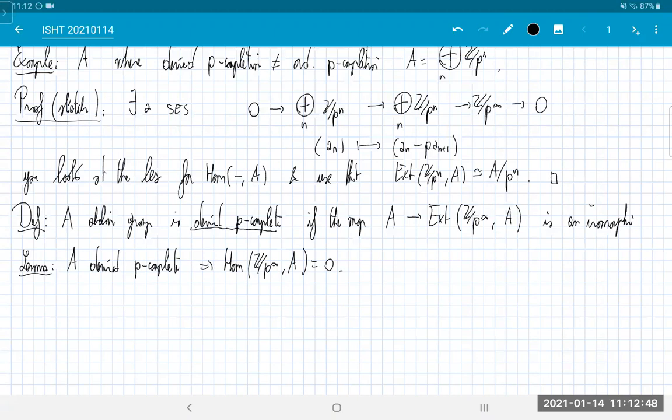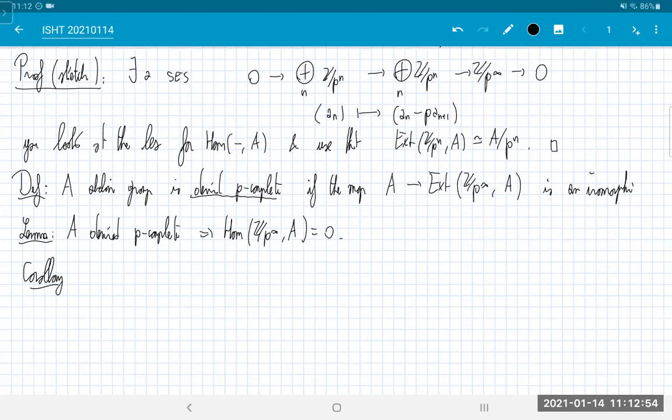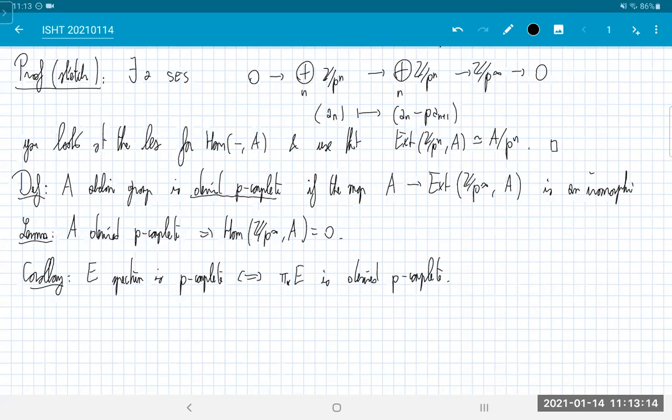And as a corollary, which is the thing I actually care about, a spectrum E is p-complete if and only if pi_star of E is derived p-complete. That's because now we have a formula for the homotopy groups of the p-completion. And you can see that.